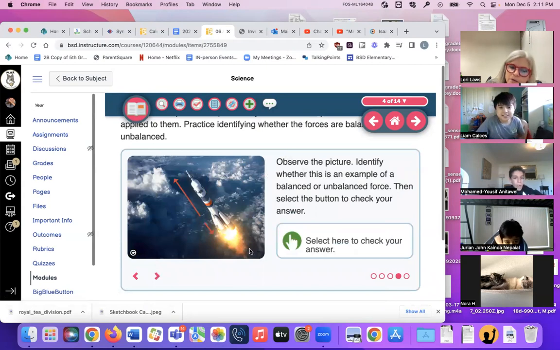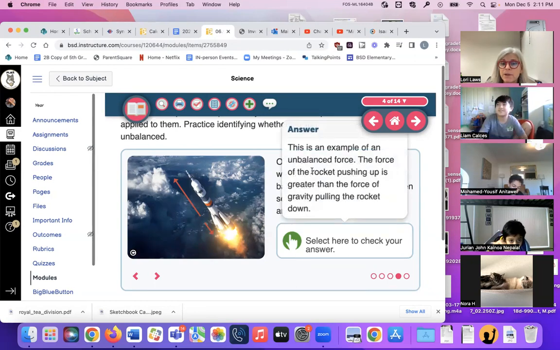Here we have a force pushing up. Is there anything pushing against it enough to stop it from moving, or is it moving? I think it's moving. It's moving, so it's an unbalanced force because there's not enough gravity to hold that rocket down. It's taking off. An example of an unbalanced force because the rocket is moving.